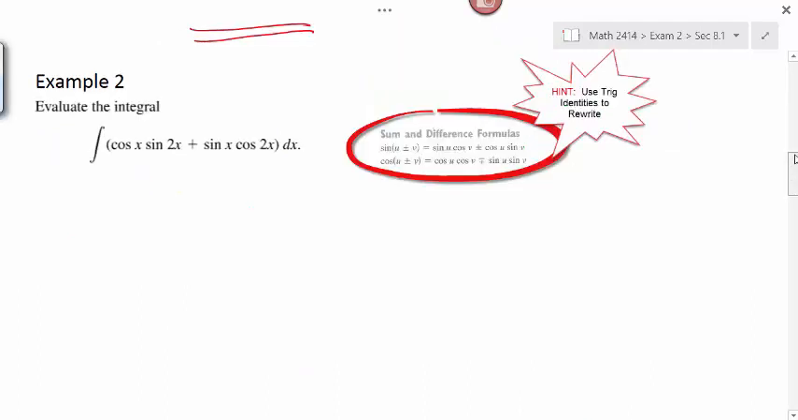Alright, example 2. We're told to evaluate this integral, and this is a rather complicated trigonometric expression that we have for the integrand. Whenever you have an integral that has complicated trig expressions, you may have to manipulate things. You may have to multiply by conjugates or look for formulas on your trig formula sheet that you can use to rewrite the integrand. I've gone ahead and identified the trig identity that we'll use here. We'll be using either the sum or the difference for sine or cosine.